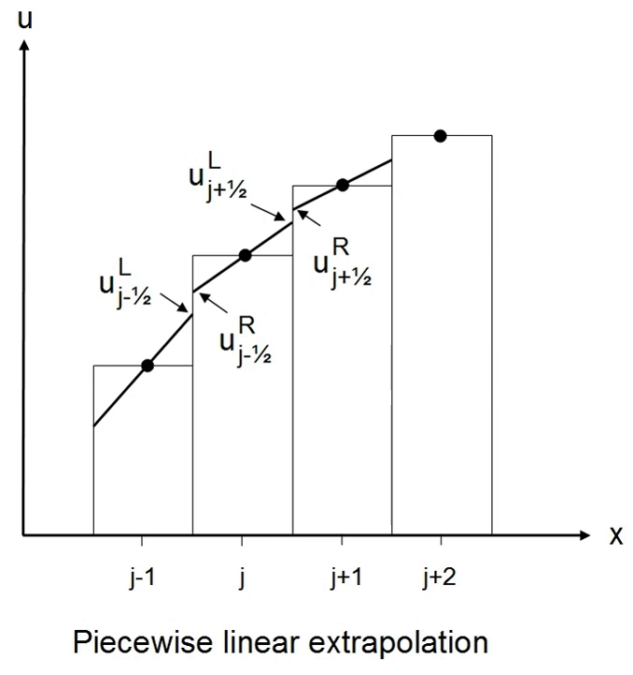Topic: Linear reconstruction. We will consider the fundamentals of the MUSCL scheme by considering the following simple first-order, scalar, 1D system, which is assumed to have a wave propagating in the positive direction: u_t + f_x(u) = 0, where u represents a state variable and f represents a flux variable.